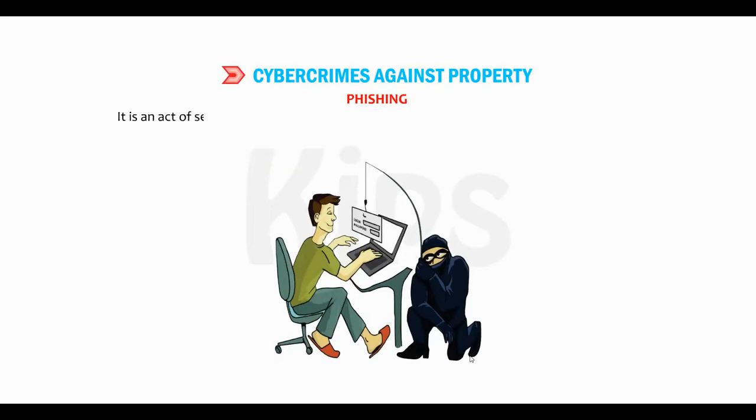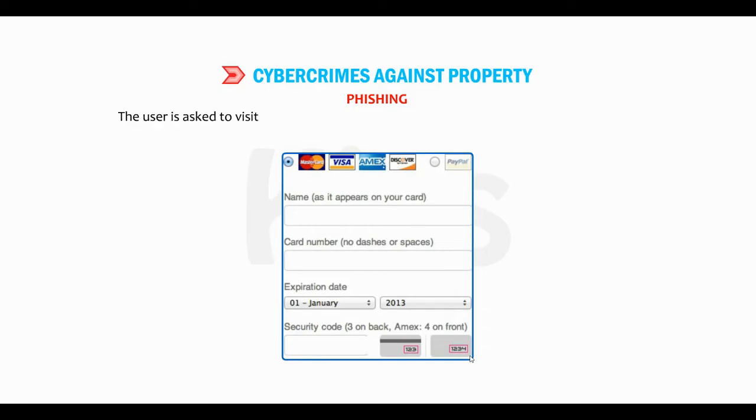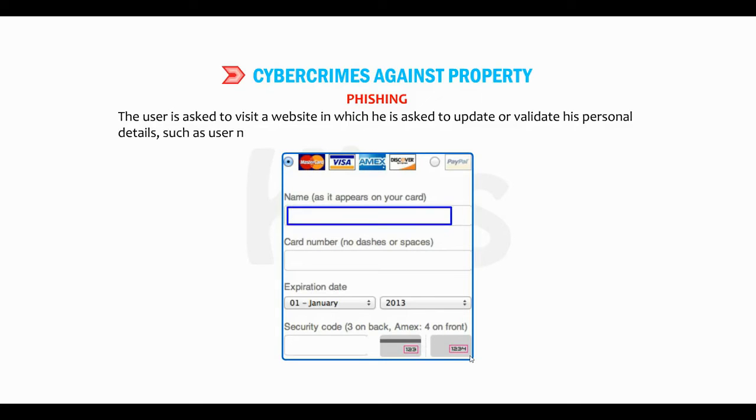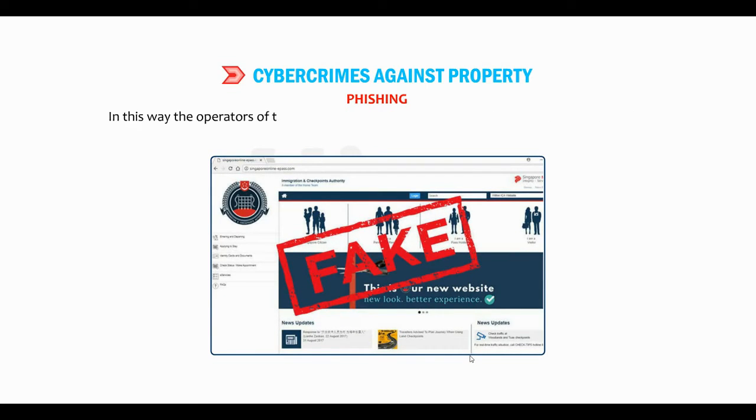Phishing. It is an act of sending an email to a user, misleading him to believe that it is from a trusted person or organization. The user is asked to visit a website in which he is asked to update or validate his personal details such as username, password, credit card details, etc. In this way, the operator of the fake website commits crime in your name after stealing your identity.